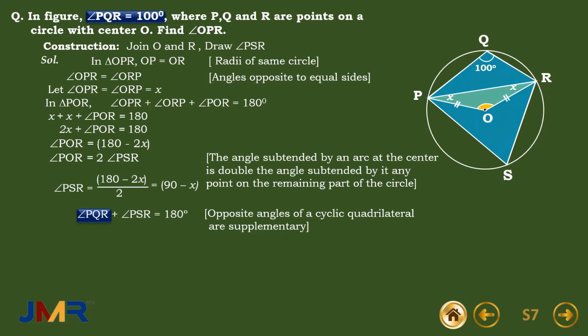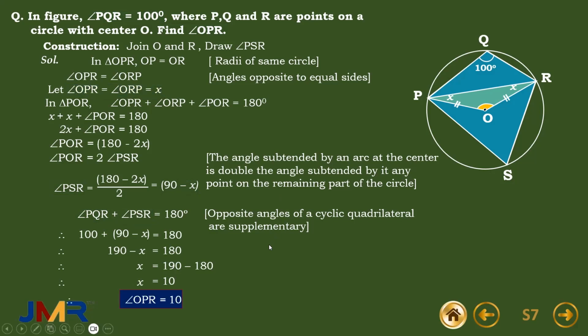PSRQ is a cyclic quadrilateral. Therefore, the sum of opposite angles is 180 degrees. Therefore, angle PQR 100 plus angle PSR 90 minus x is equal to 180 degrees. Using this, we can find the x value very easily. 190 minus x is equal to 180. So therefore, x is equal to 190 minus 180. X is equal to 10 degrees. Therefore, angle OPR is 10 degrees. I hope you all understood this problem. It is a very easy problem.